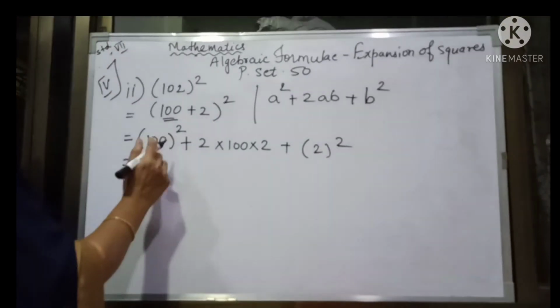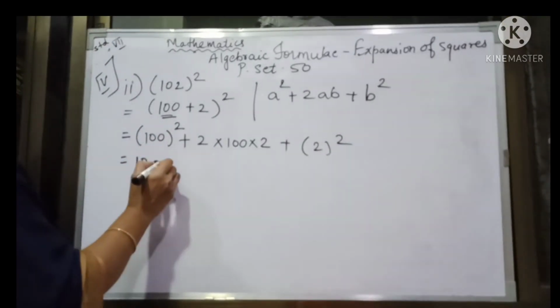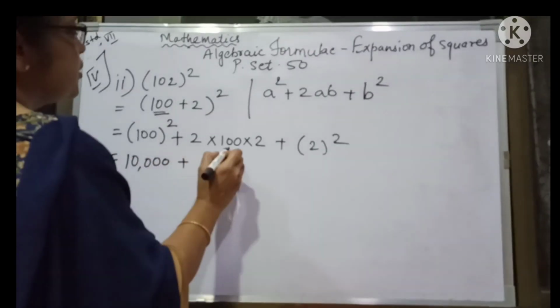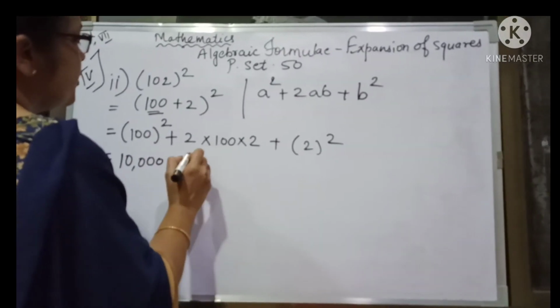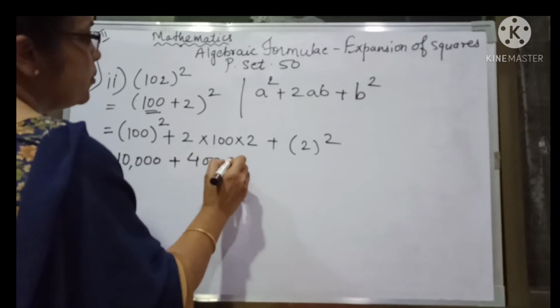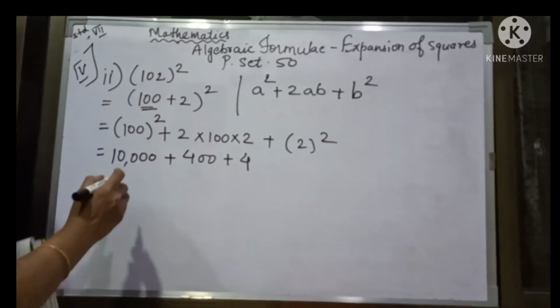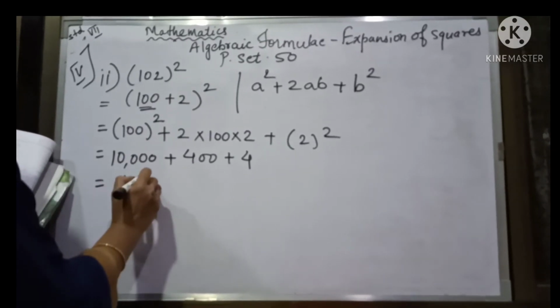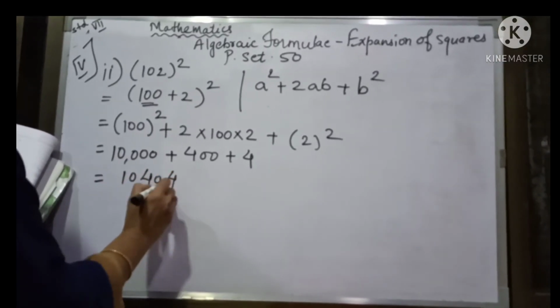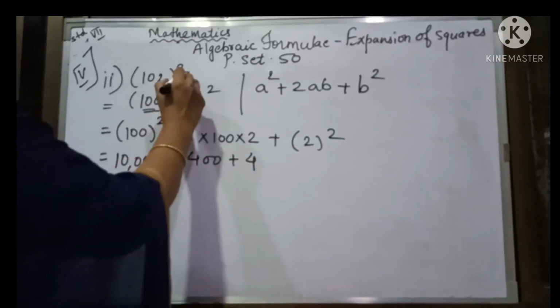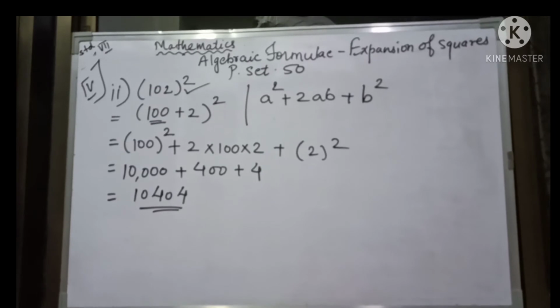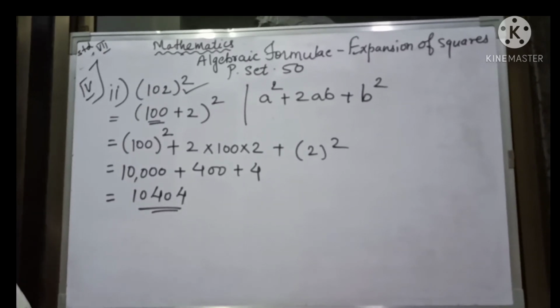Now 100 square is 10,000 plus 200 into 2, 400, plus 4. So the answer comes 10404. So this is the value of this binomial. In the same way, we will solve the third sum.